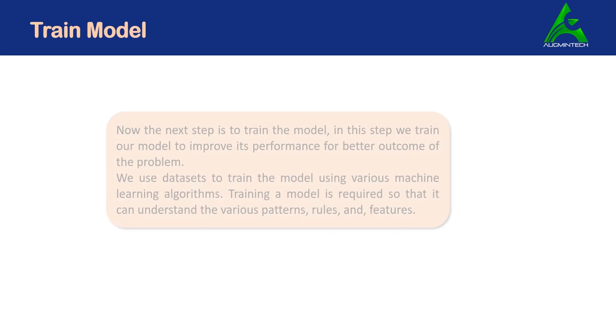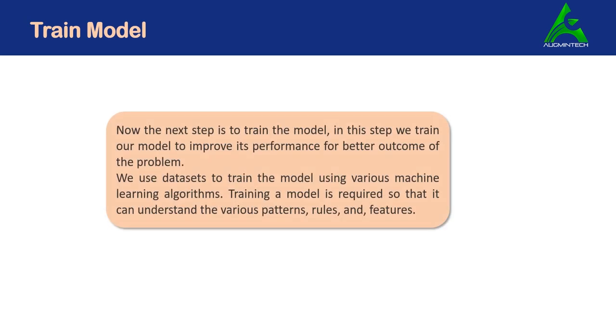Now let's see train model. So the next step is now to train the model. In this step, we train our model to improve its performance for a better outcome of the problem. Here we use data sets to train the model using various machine learning algorithms, and training a model is required so that it can understand various patterns, rules, and features. Based on this step of training the model, the machine could learn using the historic data and should be able to predict the outcome based on the test data.